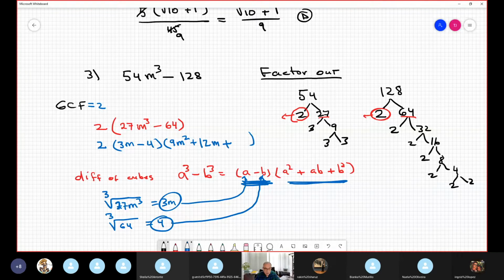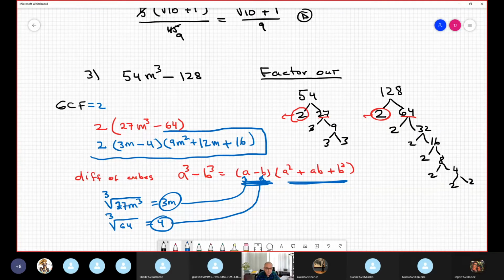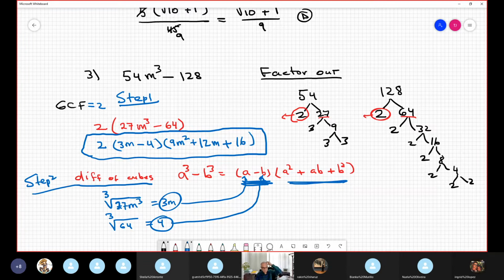12m plus square the second, que es 16. And this is my beautiful final answer after the factorization, using two steps. Step one, GCF. Step two, difference of cubes. Any question?